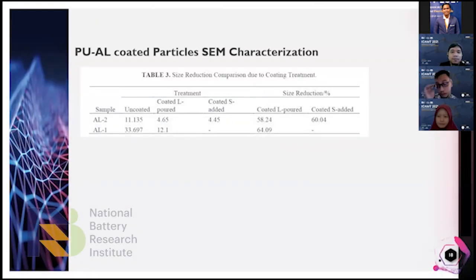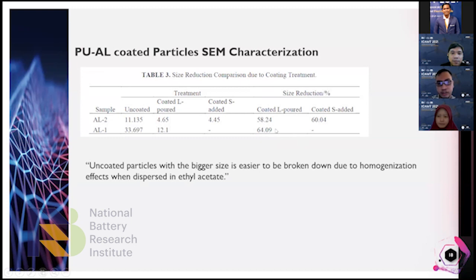Here's the comparison in size. It's about 58 to 64% size reduction when using the ethyl acetate.